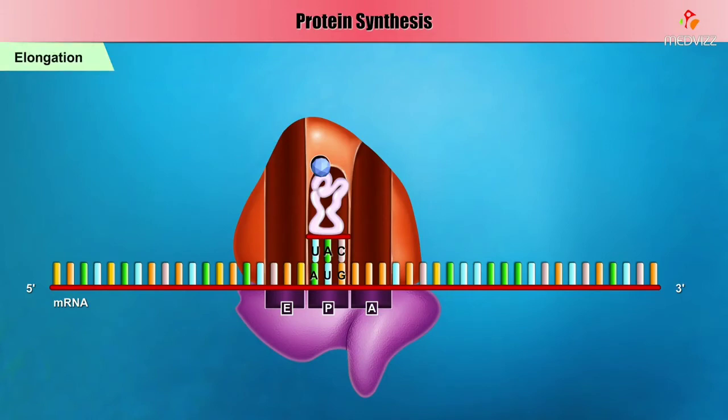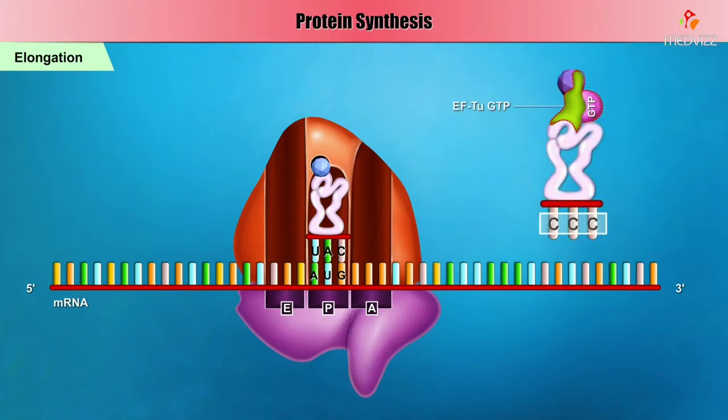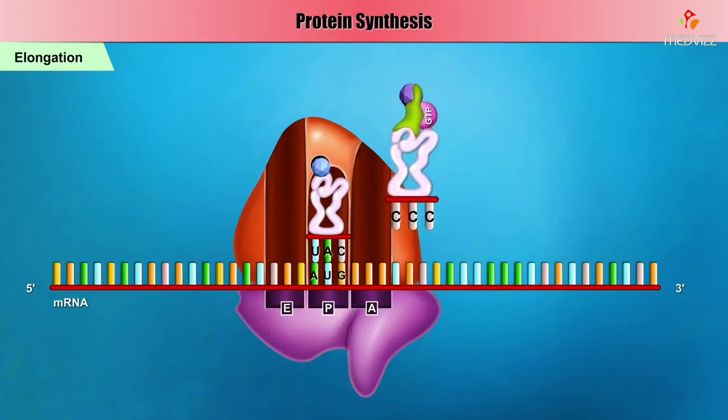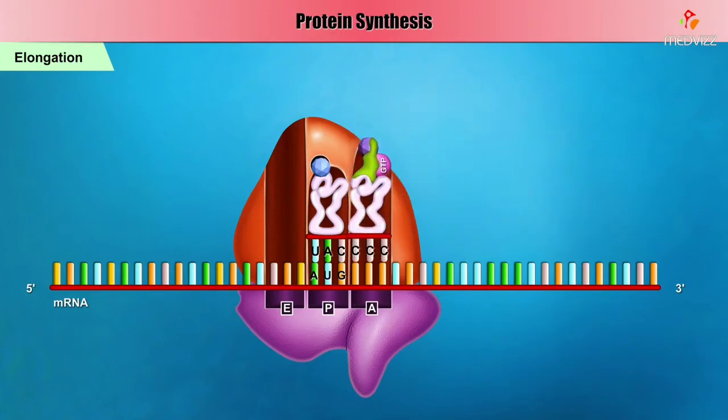Elongation involves the repetition of three steps. First, an elongation factor called EFTU, associated with GTP, binds to free charged aminoacyl tRNAs. This complex enters the A or acceptor site. Correct selection of the tRNA complex depends mainly on codon-anticodon pairing. In this example, the anticodon CCC pairs with a GGG codon. The tRNA carries the amino acid glycine.